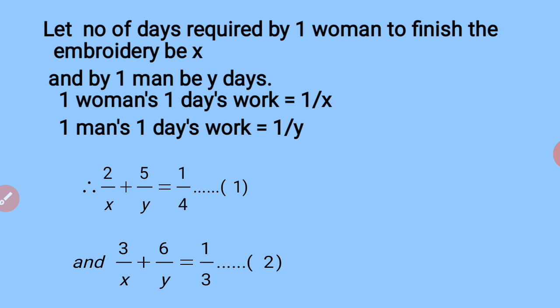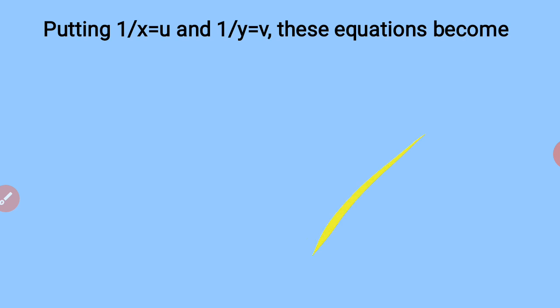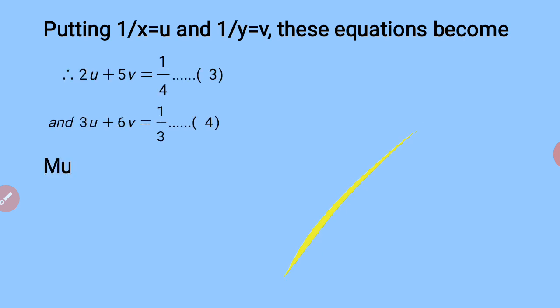So the mathematical statement comes out to be 3 upon x plus 6 upon y equal to 1 by 3. Now both these statements will be your equations 1 and 2, and they are related to one day's work only. Children, now you know that this equation is to be reduced to a linear pair of equations in 2 variables, and you have to solve it further.